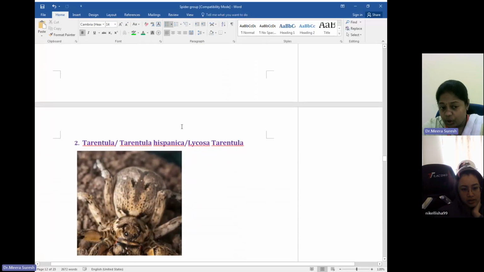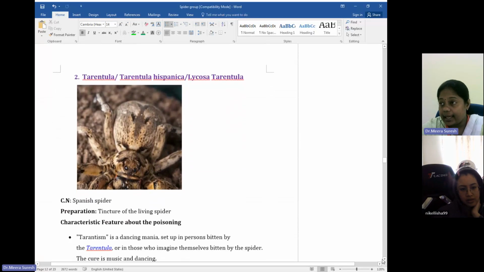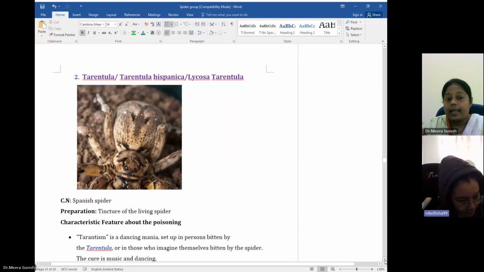The second important one will be Tarantula. We have two remedies, Tarantula hispanica and Tarantula cubensis. If they just say Tarantula, what they are intending is Tarantula hispanica. If it is Tarantula cubensis, they will mention it directly as cubensis. In Keynotes, it is only Tarantula that is given, they have not given Hispanica, but as I told, when only Tarantula is given, they are indicating the drug Hispanica.